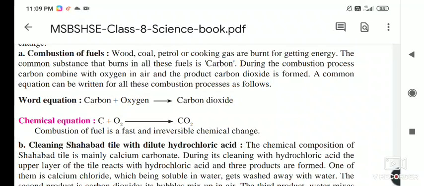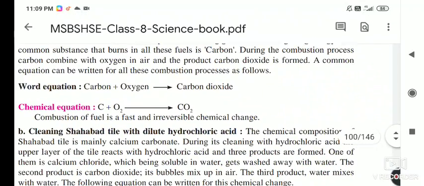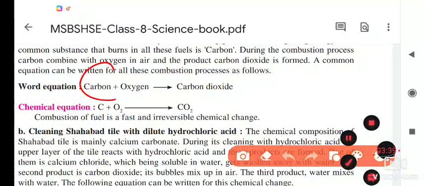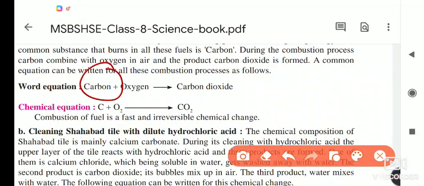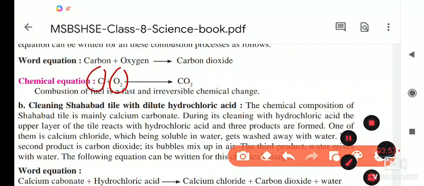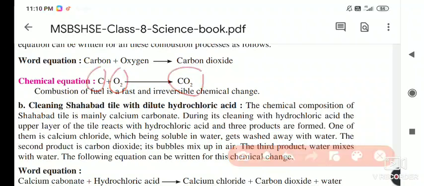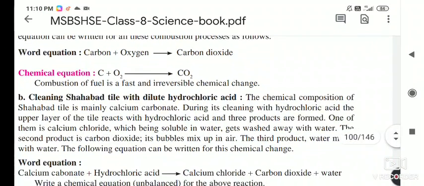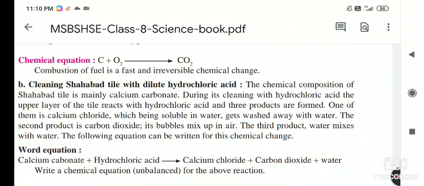A common equation that can be written for all the combustion processes is as follows. Which is that equation? Carbon present in wood or any carbon fuel combines with oxygen from the air and forms carbon dioxide. This is the word equation. And the chemical equation is written as C for carbon, O for oxygen. Oxygen is always present in molecular form as O2, and when this combines with carbon, it forms CO2, that is carbon dioxide gas.